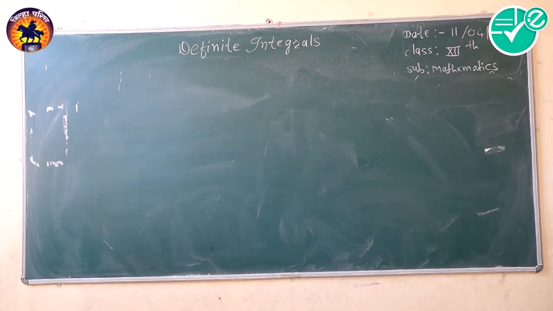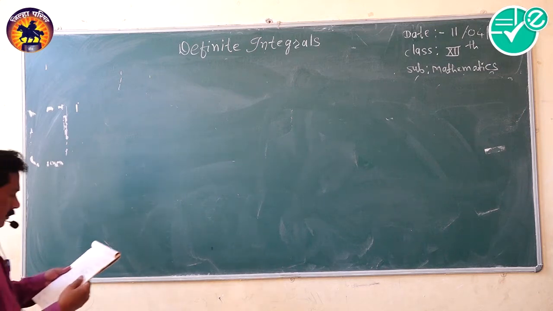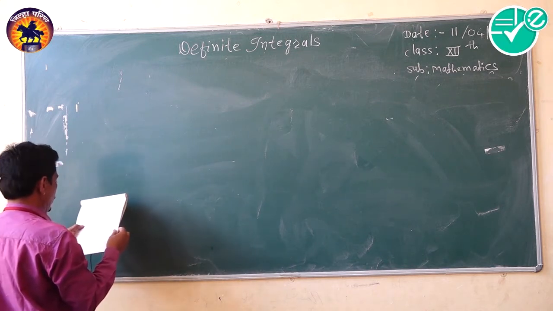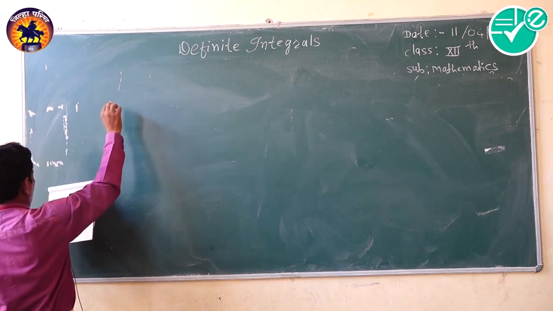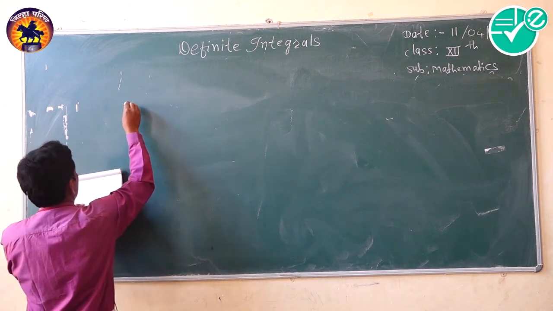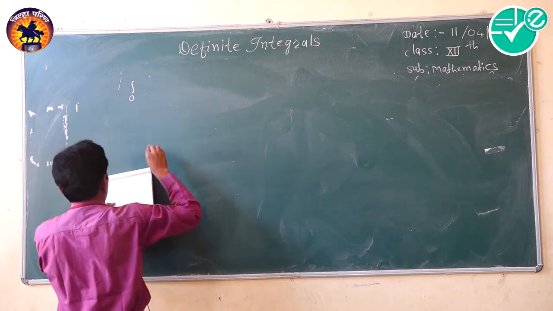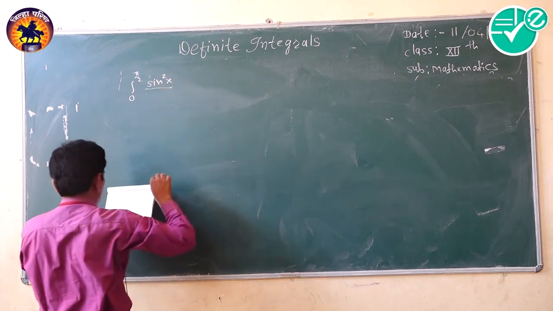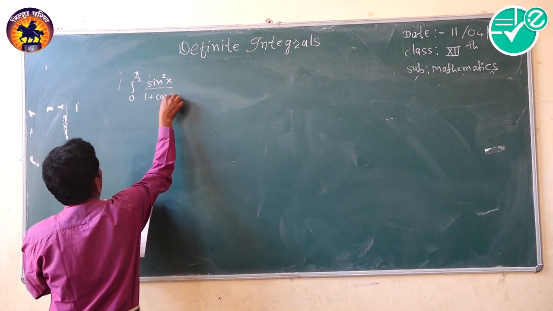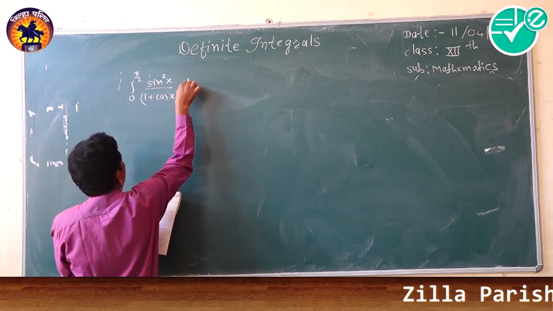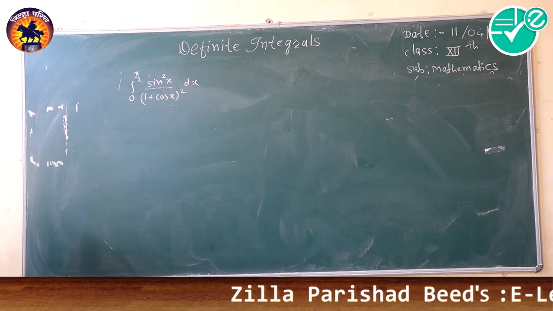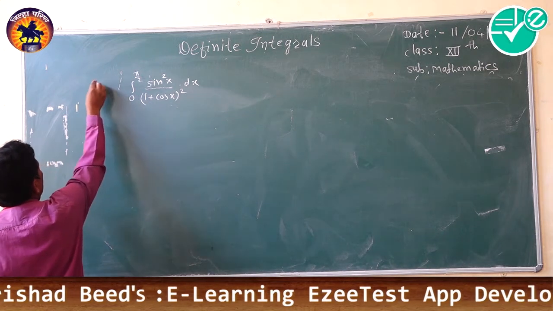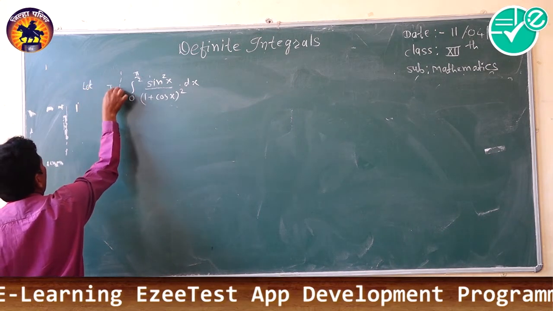Take down next example. Integration from 0 to pi by 2 of sin square x upon (1 plus cos x) whole square into dx. Let I is equal to this.